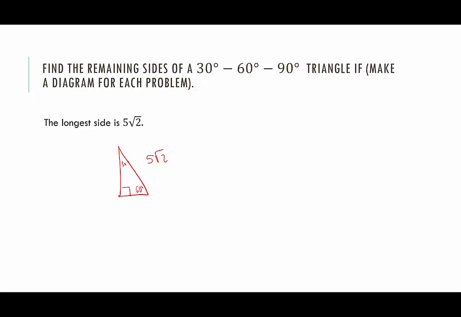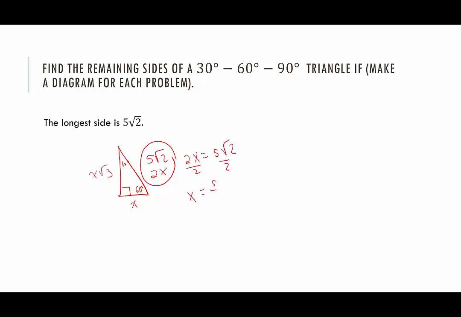Okay, so this is the side opposite the right angle. Remember, the right angle is 2x. The side opposite 30 is x. The side opposite 60 is x root 3. So what we have here, we can build a little equation. I know that 2x is equal to 5 radical 2. And then we could get x by itself, which would then tell us the side length opposite 30 degrees. So I can get x by itself by dividing both sides by 2.